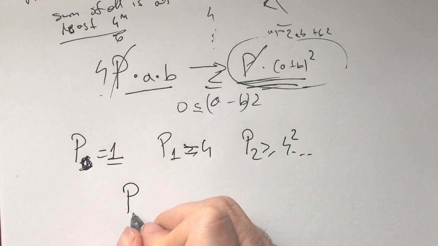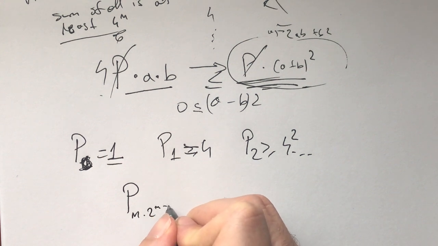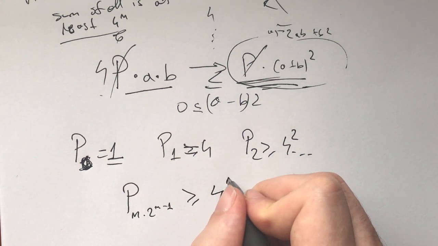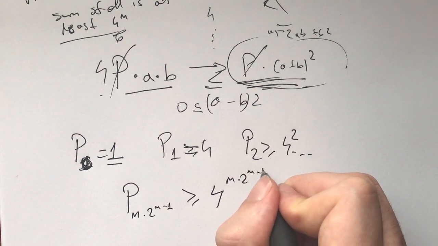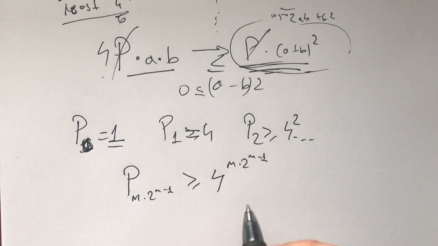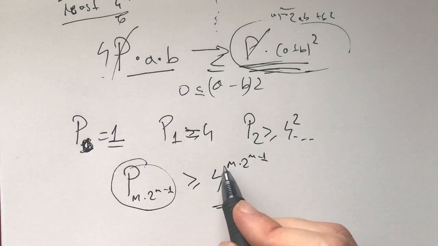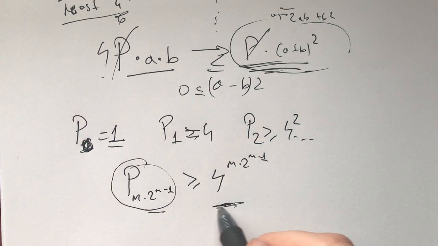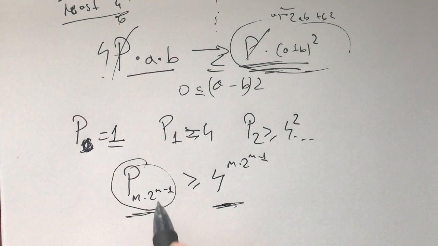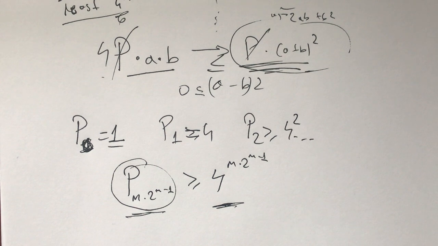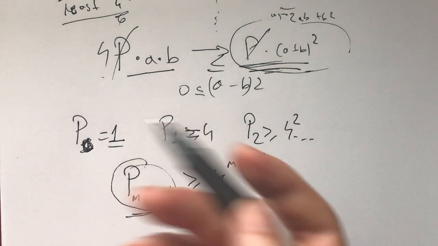The product after the m times 2 to the m minus 1th step is greater than or equal to 4 to the power of m times 2 to the m minus 1. And now with this, if you know the product and you know that it's bigger than or equal to this, can you estimate what the sum is greater than or equal to? Take 5 minutes and figure it out. And here's what the answer is.